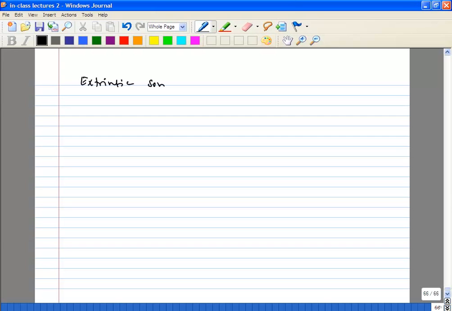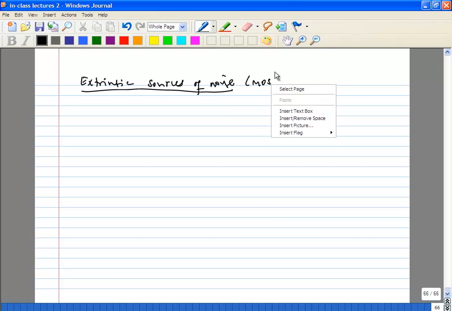So extrinsic sources of noise. We looked at MOSFET drain thermal noise, MOSFET gate noise and so on. We looked at the resistor noise. So those are the three different things which usually affect your noise performance. Okay, there are other things. So in this case we are talking about the MOSFET.